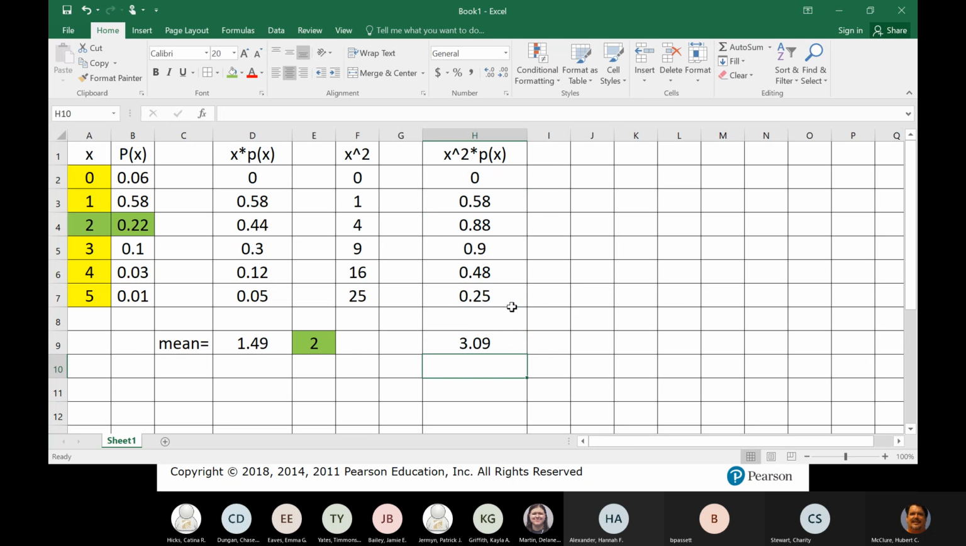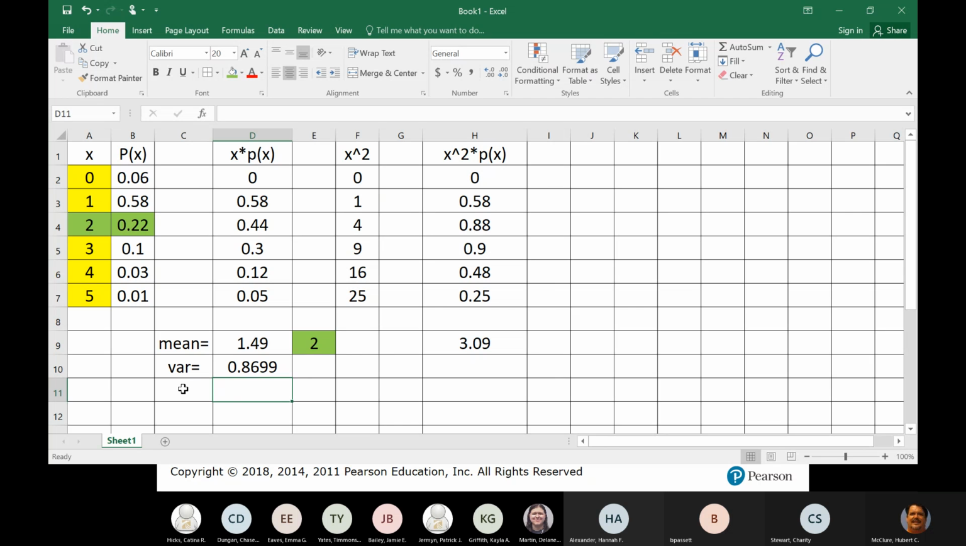And then we're going to subtract this squared. So I'm going to go down here, I'm going to put variance. Is equal to this number minus parentheses 1.49 squared. And that is my variance.